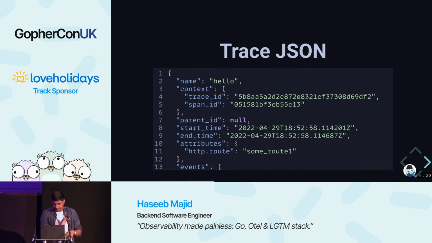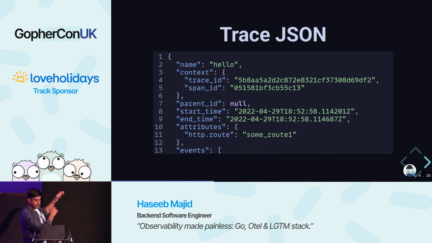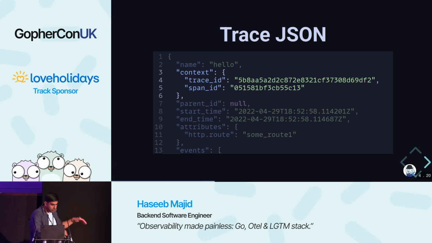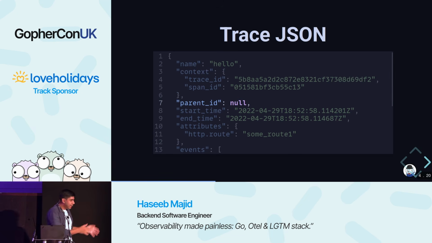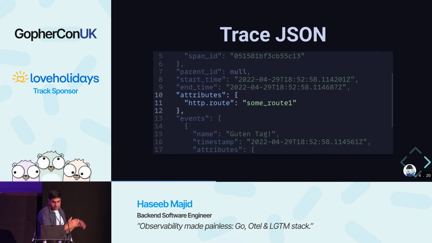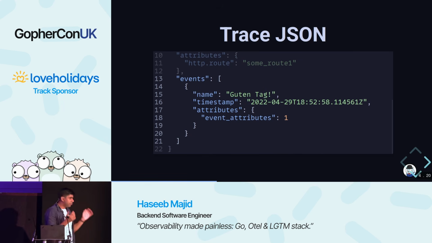And just to summarize this, if we were to take a look at this in a JSON format, this is perhaps what it might look like. We've got the context, trace ID, span ID. In this case, the span doesn't have a parent. We have the start and end timestamp. We have some attributes like some HTTP route stuff, which might be interesting. And then we have an event, and the event can have attributes as well.